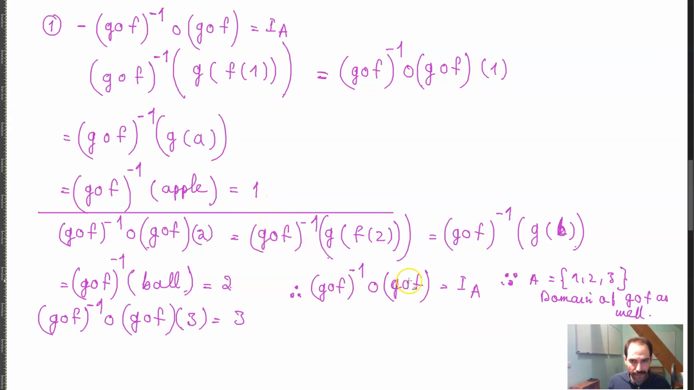Okay. So that is basically the first part that we wanted to show. We wanted to show that (G∘F) inverse composed with G∘F is equal to the identity function on the set A, which is the domain of G∘F. Now we also need to show that basically G∘F composed with (G∘F) inverse is equal to the identity function on the set C.